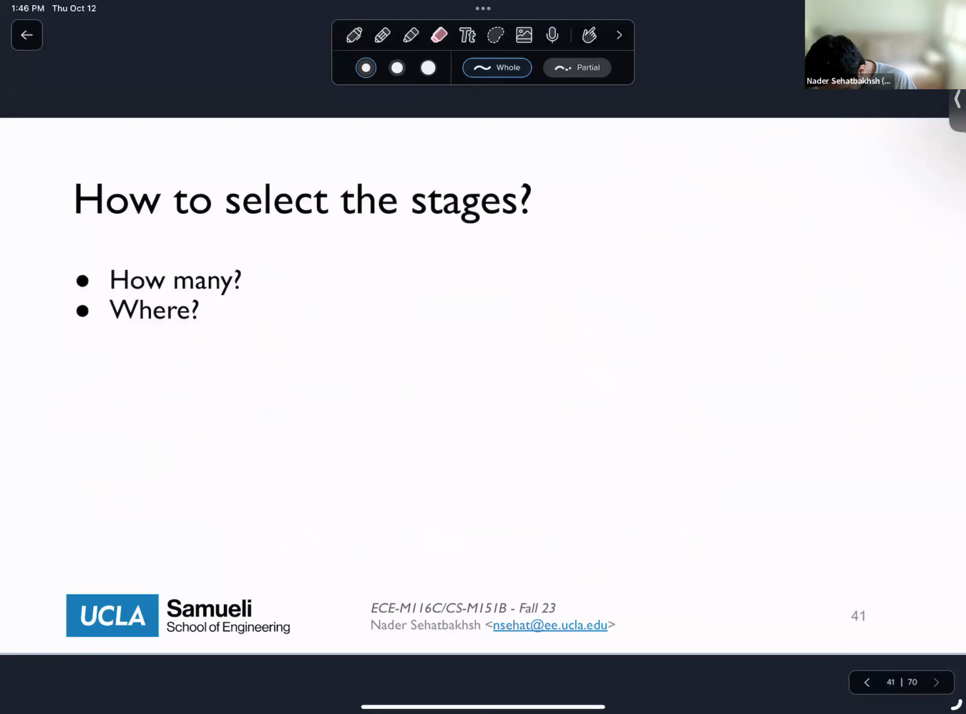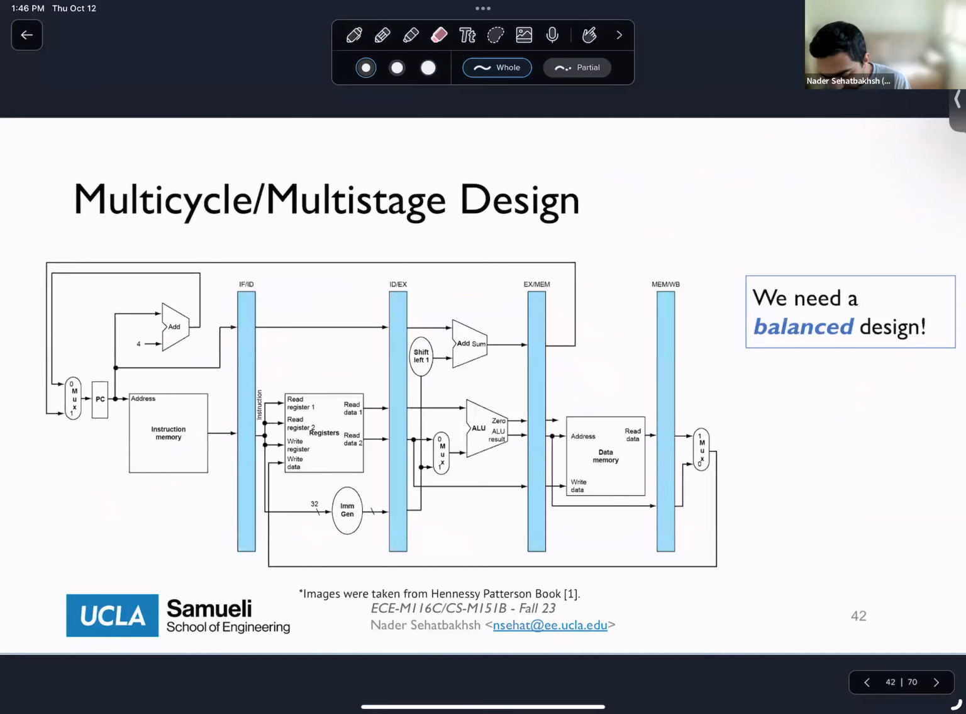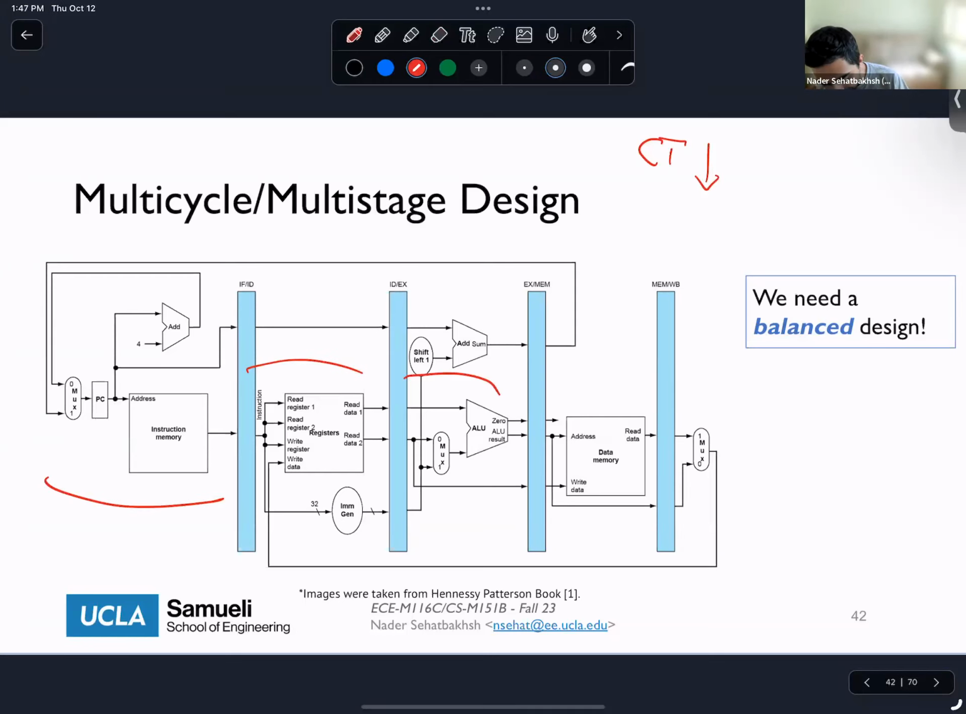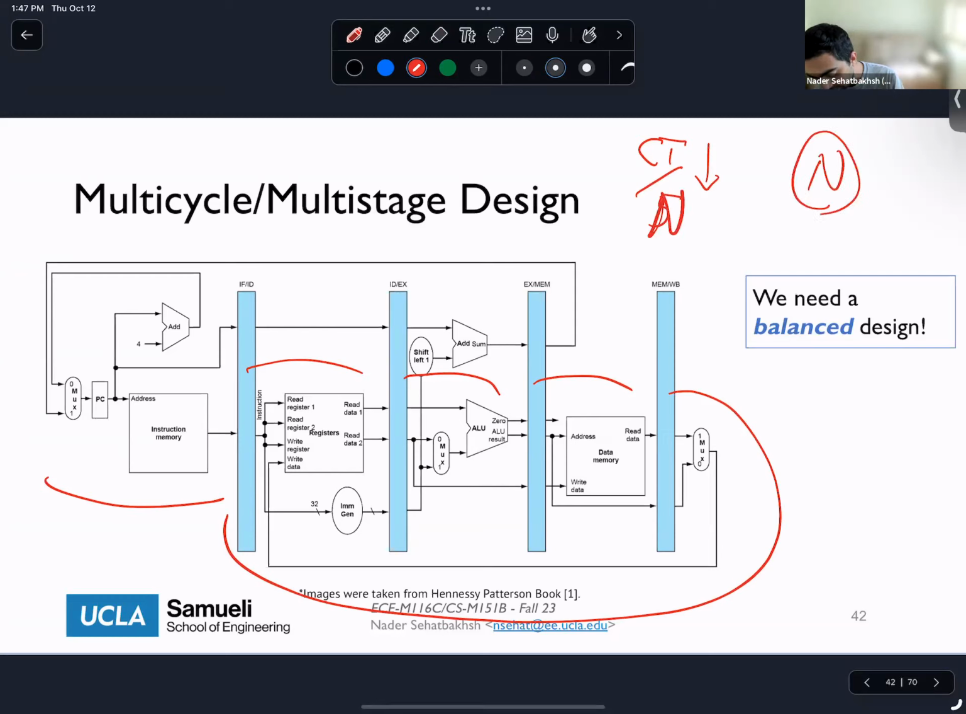The reason that we want to add this, as I said, is that we hopefully want to break down the CT into equal parts. So the intuitive design here is that we want to make these stages as equal as possible, because if we do that, then our CT is basically divided by n. If I'm adding n stages, it will be divided by n.